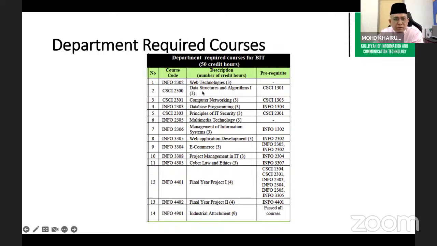We also learn data structure, algorithm, computer networking. So our students will have an introduction to networking and also data structures and database programming. Principle of security, IT security, some courses on multimedia technology, management of information systems, web application development, e-commerce, project management, cyber law, final year, and everything. So our BIT students will take this, slightly different from the computer science students, and these are the courses that we offer in the BIT program.